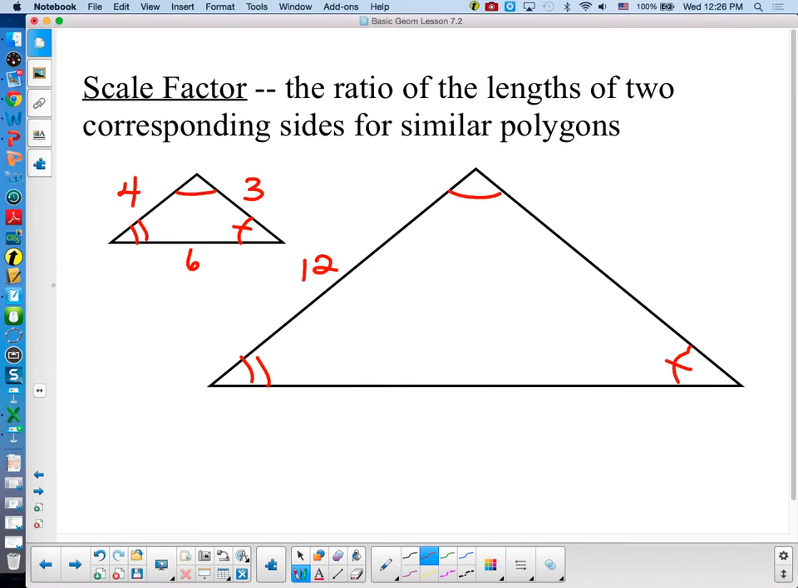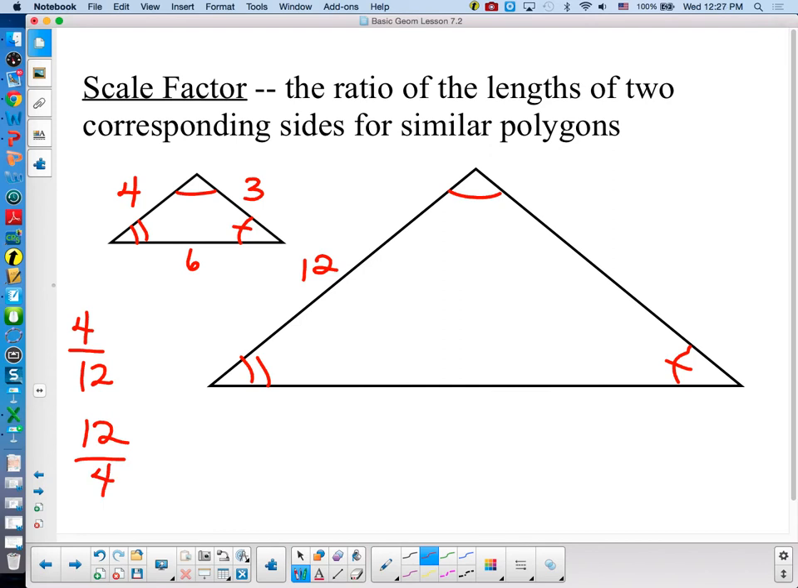All you'd have to do to determine the scale factor is ask which side the 12 matches with. 4. It is the 4. Now, I could have made it so it flips over, but I didn't. So don't think it's always sitting in the same way. So the scale factor could be 4 to 12. It could be 12 to 4. Depends which way I want to ask it.